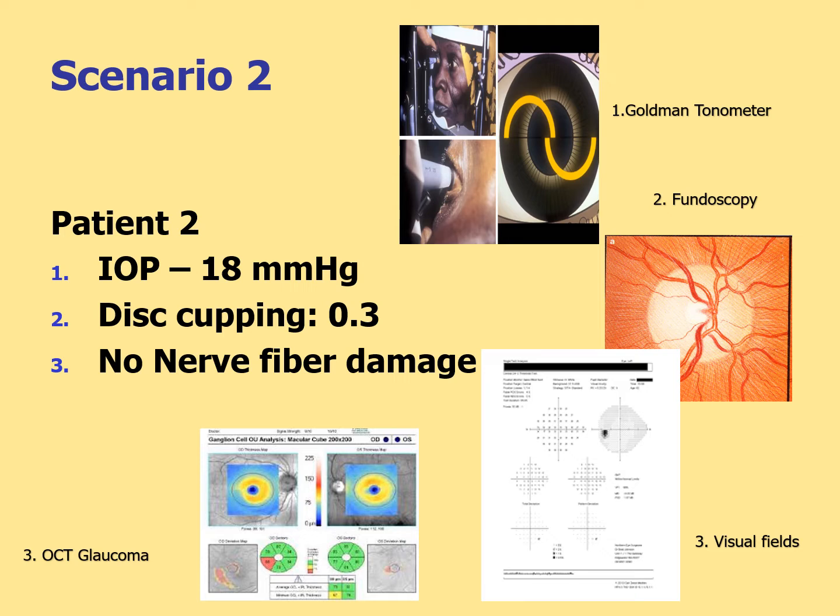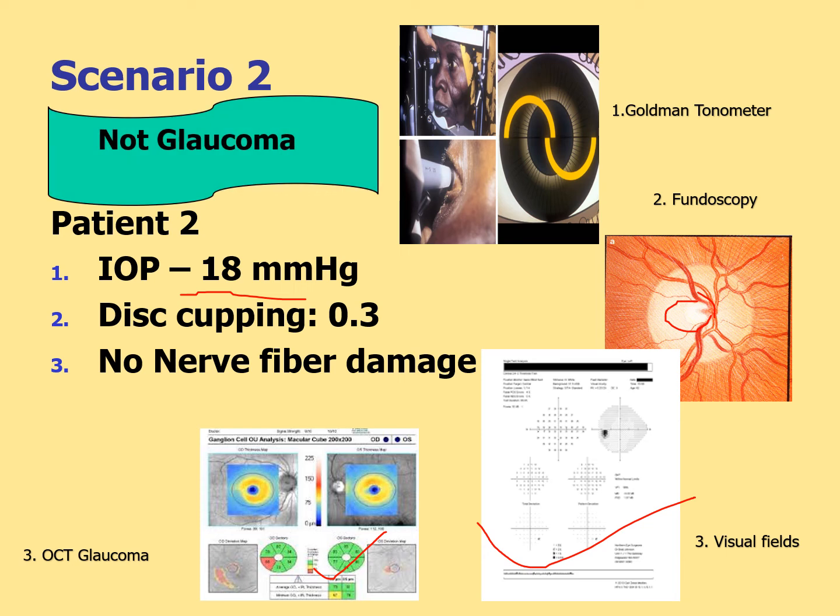Now the scenario 2. Now be attentive. Look at the readings of this patient. Intraocular pressure is 18 mm of mercury. Optic disc cupping is only 0.3, while there is no nerve fiber damage on the visual fields and nothing on the OCT. So guess what this patient has? Normal intraocular pressure, normal disc, normal visual fields, normal OCTs. This patient does not have glaucoma. So the first patient had glaucoma and this patient does not have glaucoma. Let's move on to the third patient.